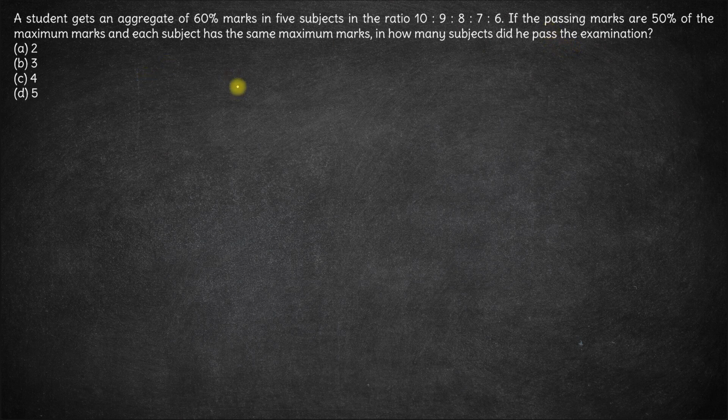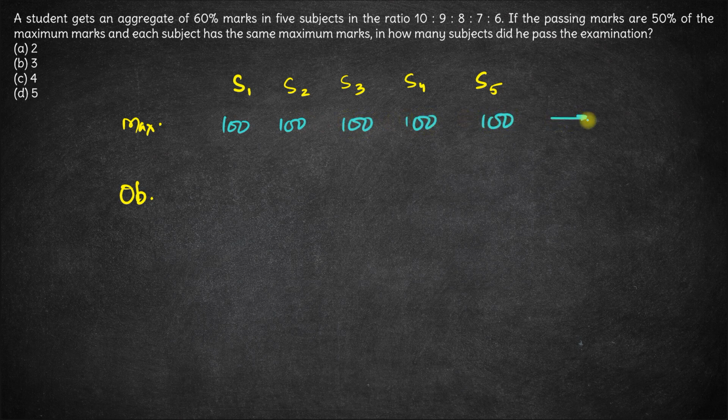Okay. So we have 5 subjects S1, S2, S3, S4 and S5. The maximum marks and the obtained marks. Let's look at that. It's given that the maximum marks is same in all these subjects, right? So let's say the maximum marks is 100 for each of these 5 subjects. Hence, the total of these maximum marks will be 500.